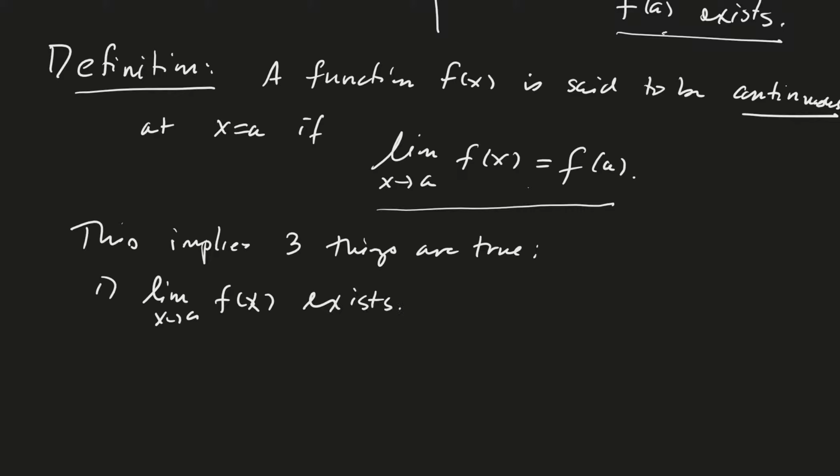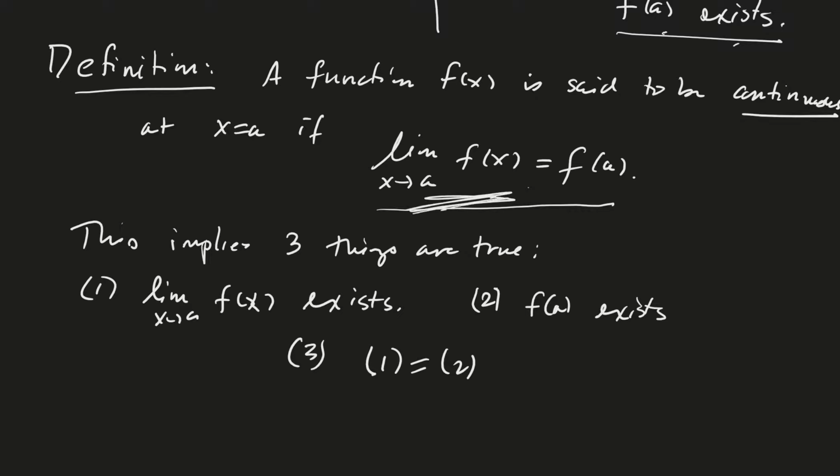So we have to be able to take the limit as x approaches a of f of x. Two, f of a exists. And just like we said before here, number 3, the value in number 1 has to equal the value in number 2. In other words, the limit as x approaches a of f of x must be equal to f of a.